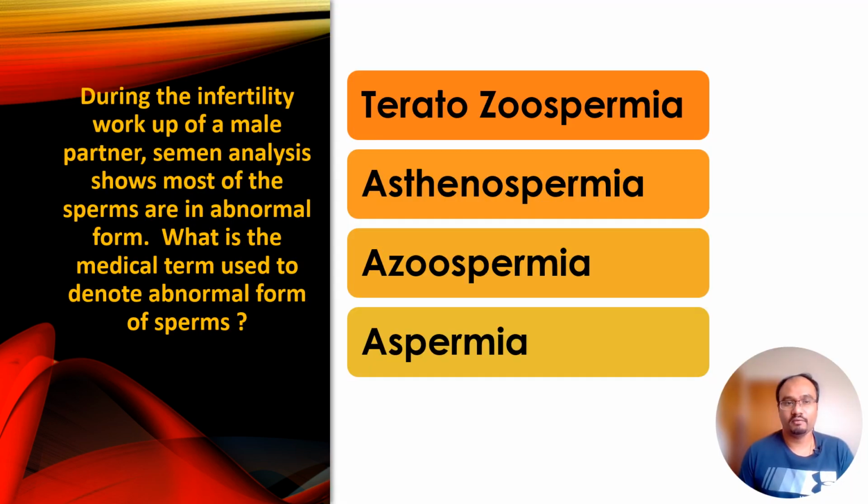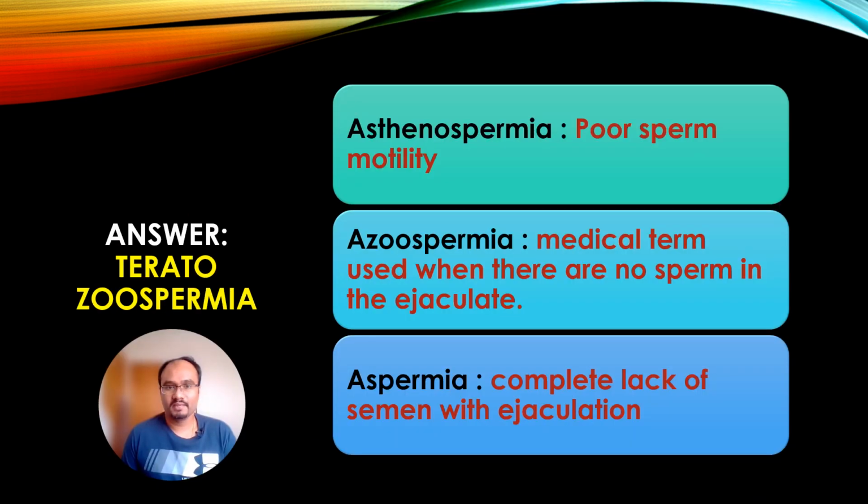During the infertility workup of a male partner, semen analysis shows most of the sperms are in abnormal form. What is the medical term used to denote abnormal form of sperms? And the options are teratozoospermia, asthenospermia, azoospermia, aspermia. And the correct answer is teratozoospermia. Let us see the other options.